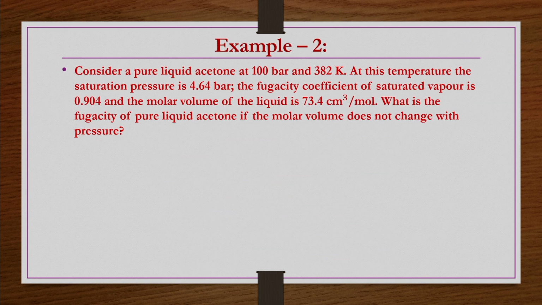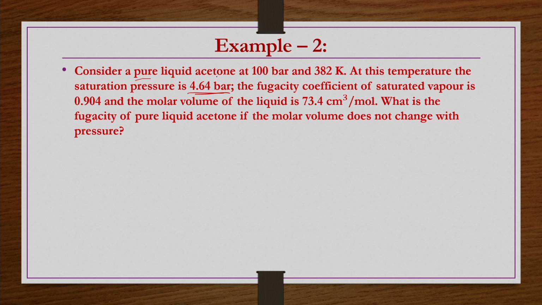Now we take another example problem. Consider a pure liquid acetone at 100 bar and 382 Kelvin. At this temperature, the saturation pressure is 4.64 bar. The fugacity coefficient of saturated vapor, that is phi_i^S, is 0.904, and the molar volume of the liquid, that is the condensed phase, V_i^C, is 73.4 cc per mole. What is the fugacity of pure liquid acetone if the molar volume does not change with pressure?